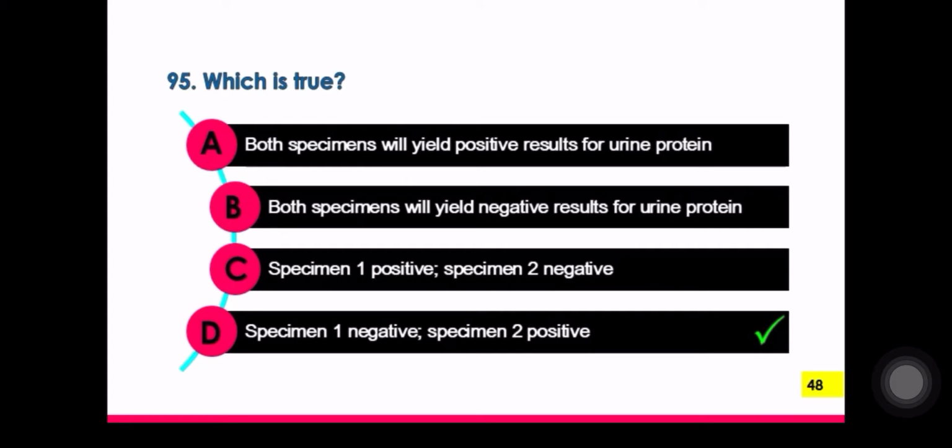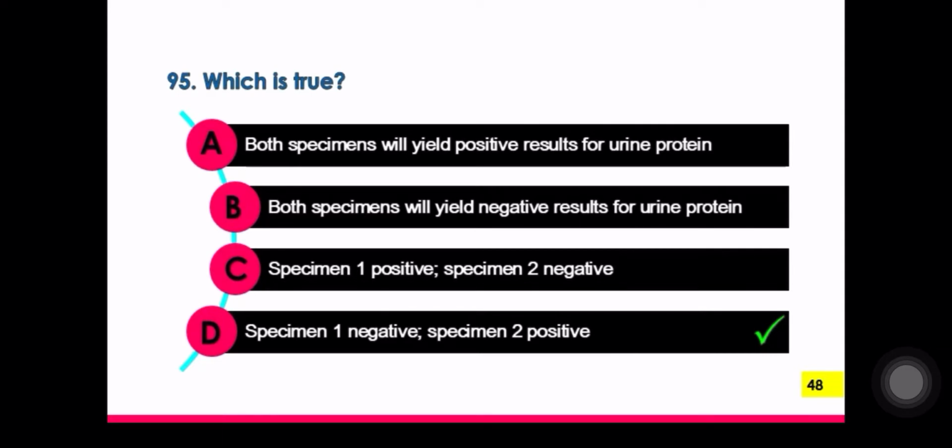Correct answer po is letter D po. Again, correct answer po is letter D for number 95. So remember po, the first voided morning urine specimen is particularly valuable po because more concentrated po siya and abnormalities are easier to detect po. Hindi pa po siya diluted din. So an early morning specimen is also relatively free of dietary influences po and changes due to physical activity.